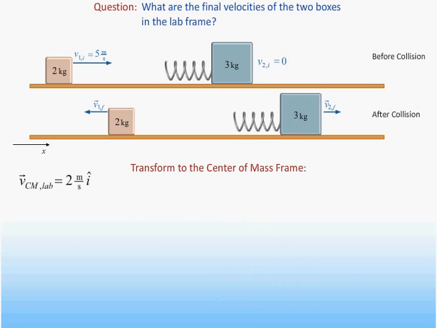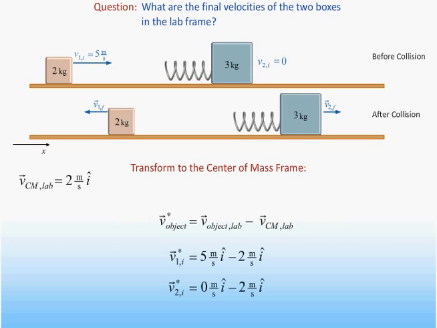We can now use this value for the velocity of the center of mass to determine the initial velocities of the boxes as viewed in the center of mass frame. We know that the velocity of an object in the center of mass frame is equal to the velocity of the object in the lab frame plus the velocity of the lab frame in the center of mass frame. We know the velocity of the lab in the center of mass frame must just be equal to minus the velocity of the center of mass in the lab frame. We can now find the initial velocities of both boxes in the center of mass frame by simply adding numbers that we know.